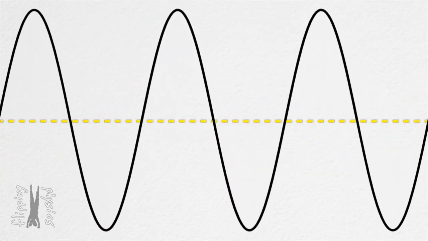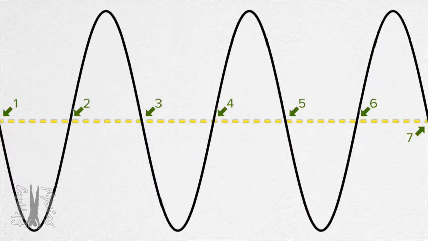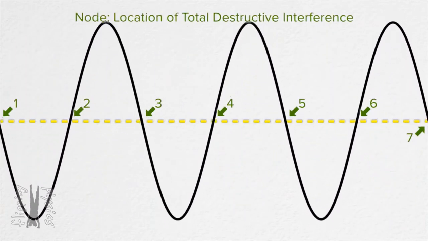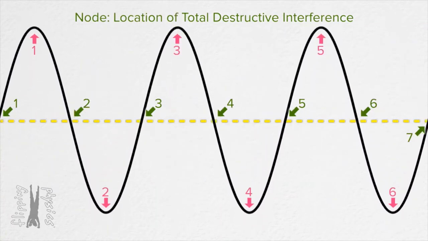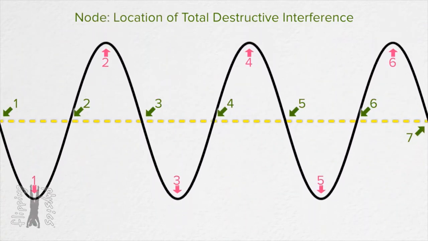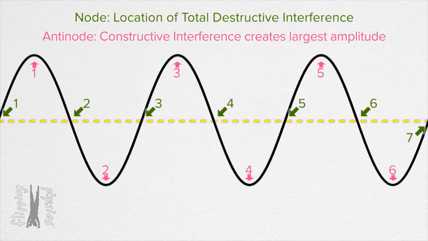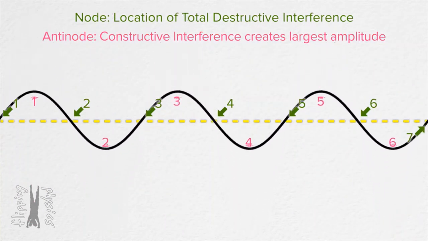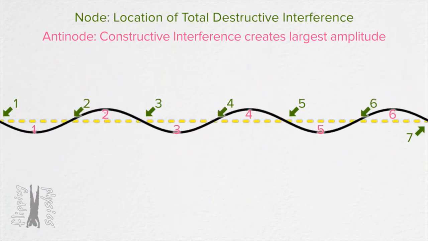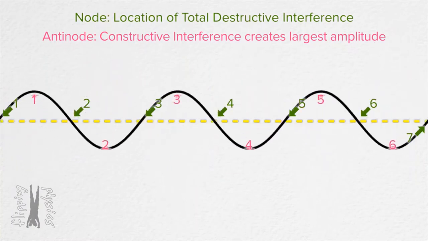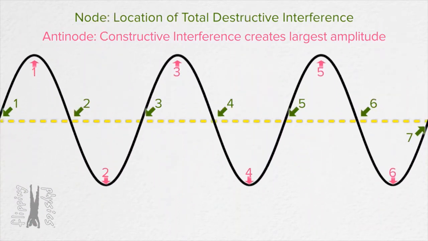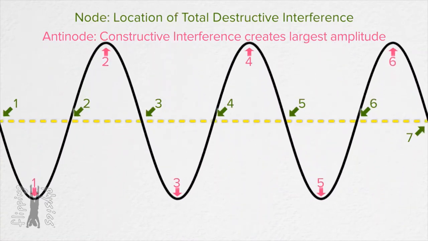On this standing wave pattern, there are seven locations of total destructive interference. Those are called nodes. There are also six locations between the nodes called antinodes, where the waves create a larger amplitude wave via constructive interference. Nodes are locations of total destructive interference where the standing wave is always at equilibrium. And antinodes are locations where there is a large amplitude due to constructive interference.